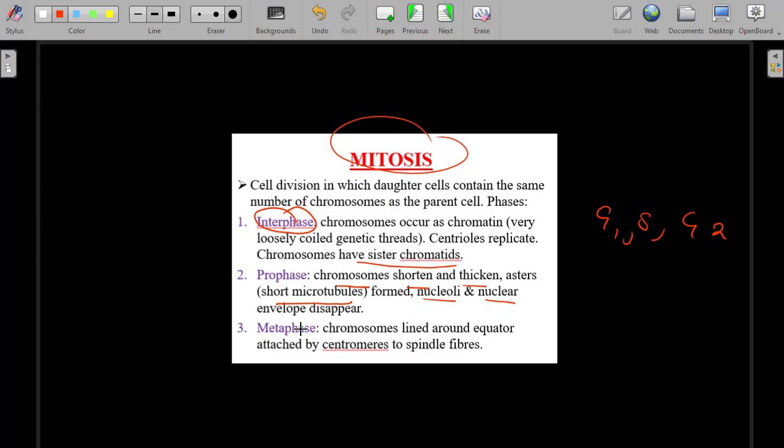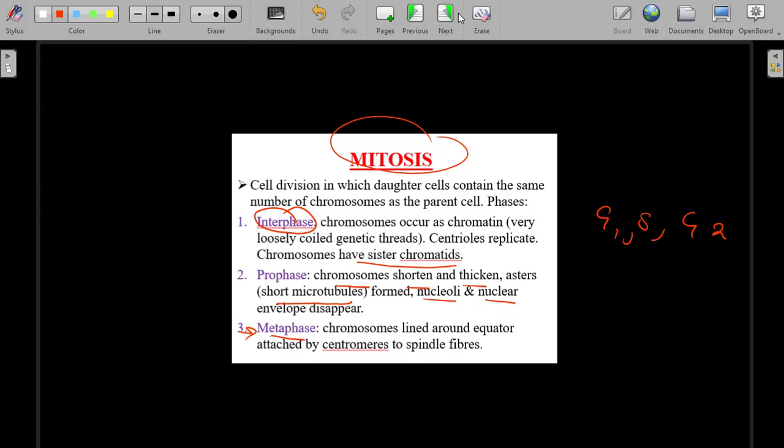From there you go to the second phase, which is called metaphase. In metaphase, your chromosomes are going to align at the equator. These are attached by their centromeres to the spindle fibers. So from prophase, you've aligned your chromosomes at the center in metaphase.